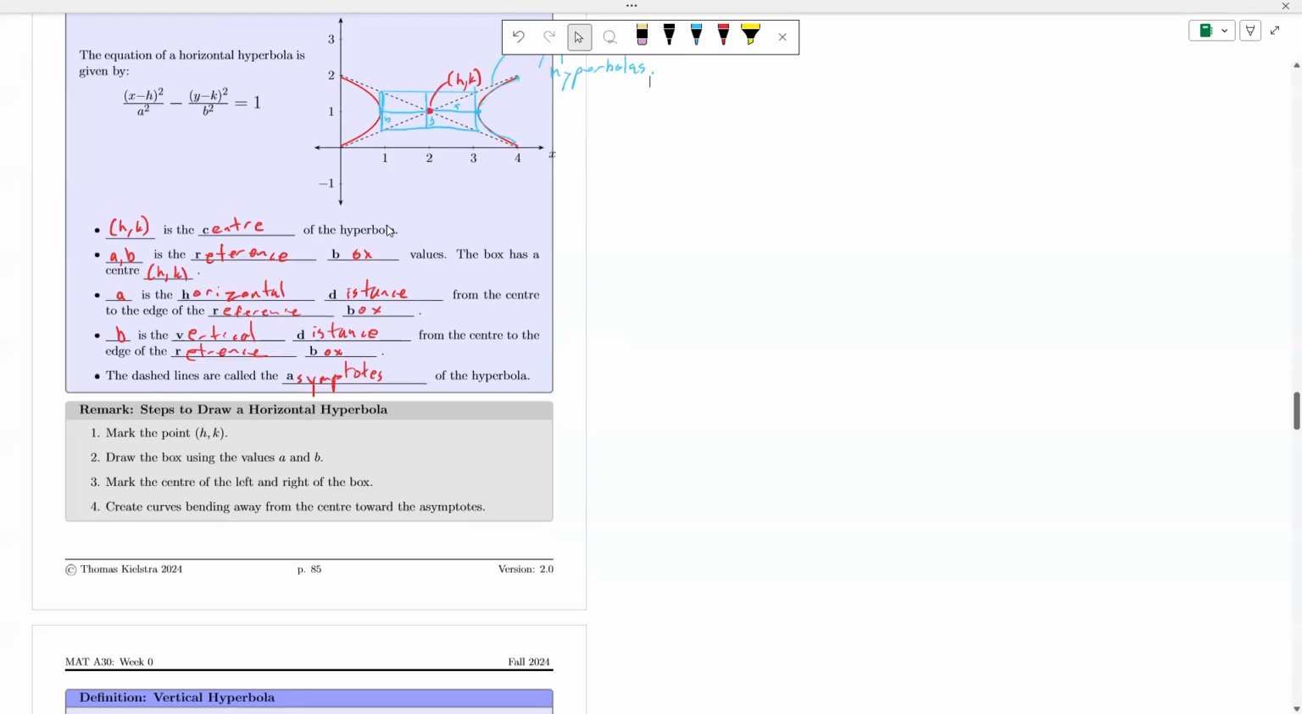And when we're drawing a hyperbola, what we do is we mark the point HK. We then draw the box using A and B. Then I'm going to create my asymptotes. And now, starting at the edge, if I'm horizontal, I go up and approach, and I go up and approach. And then I go up and approach, and I go up and approach.